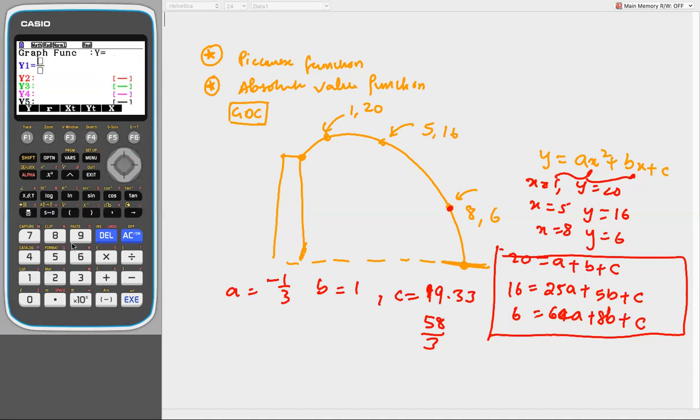So A is -1/3 x squared, because it's ax squared, b is 1 so it's x, and c is 58/3. I'm just going to take this division, 58/3. This is something you can't see easily on the graph. Just press zoom and auto, F2 and F5, then you can see the graph. So you can see that this is how the motion has been happening. I can just change the view window a little bit.